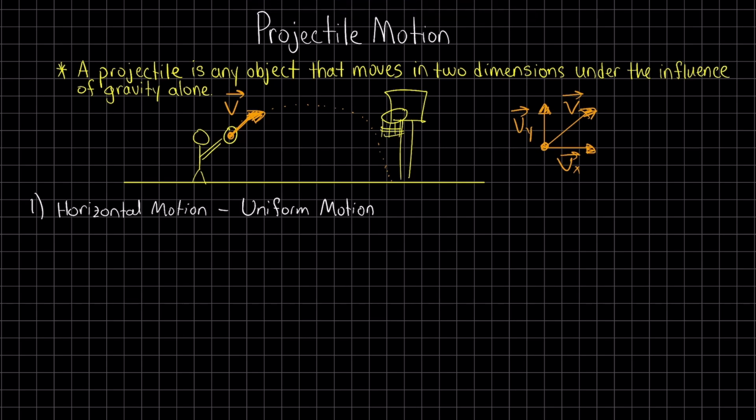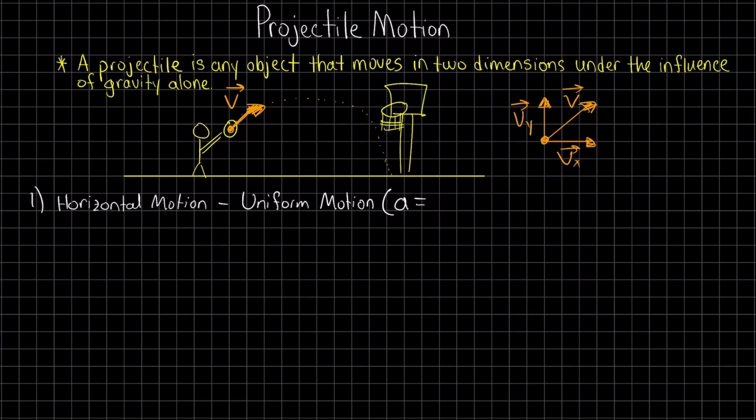For a projectile, one part of its motion is going to be horizontal, and the horizontal part of the motion can be represented by uniform motion. And that means that the acceleration is equal to 0. So what that means is that we cannot use the kinematic equations of constant acceleration to describe any part of that motion. We can only use the equation of constant velocity.